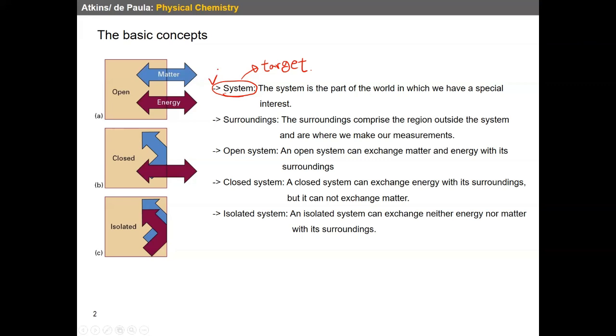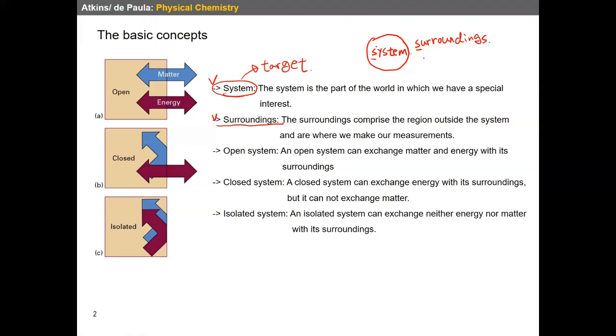So this is the first basic terminology for thermodynamics. And the second thing is the surroundings. The surroundings comprise the region outside the system and are where we make our measurement. So this is simple. If we have some interest in this system, the region which encapsulates this system is called the surroundings. So here is the system and here are the surroundings. Again, the surroundings comprise the region outside this system and are where we make our measurement.